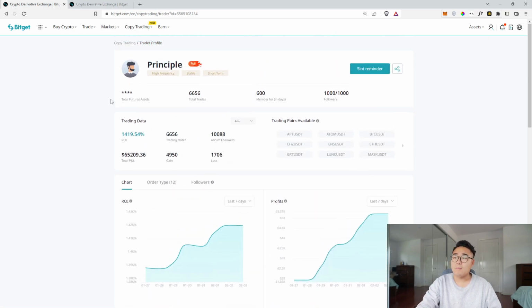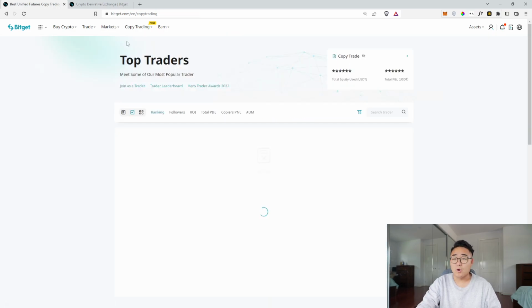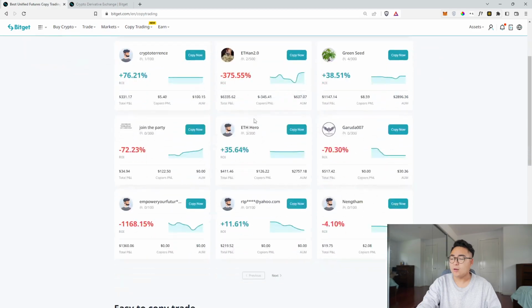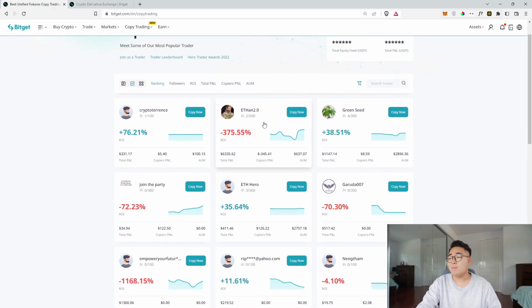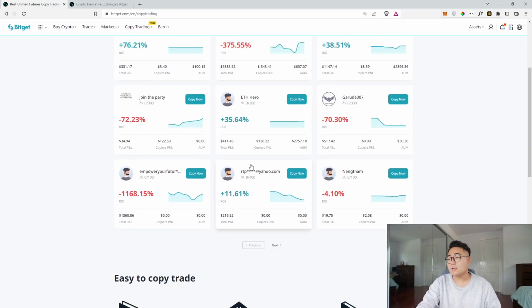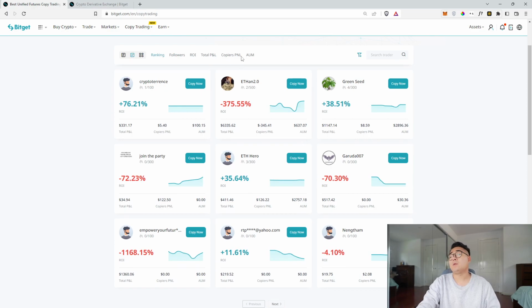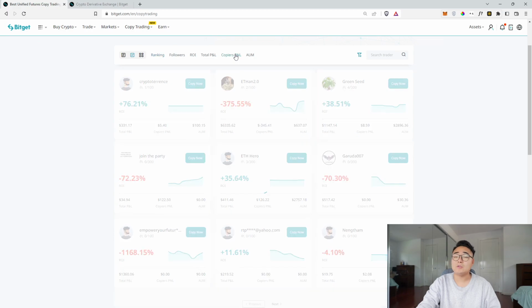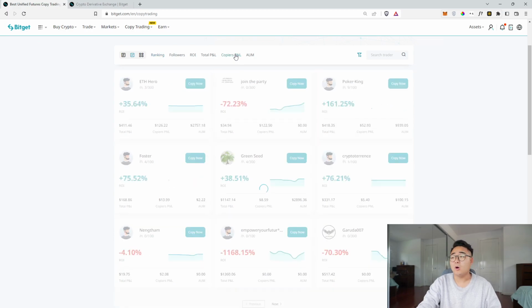So we're going to look at what makes a good trader and what makes them worthy to be followed by you, and how you can diversify and minimize risk as well as maximize profit. Some of the metrics I like to look at are copiers P&L and AUM. Copiers P&L is basically how much money has been made for the copiers.